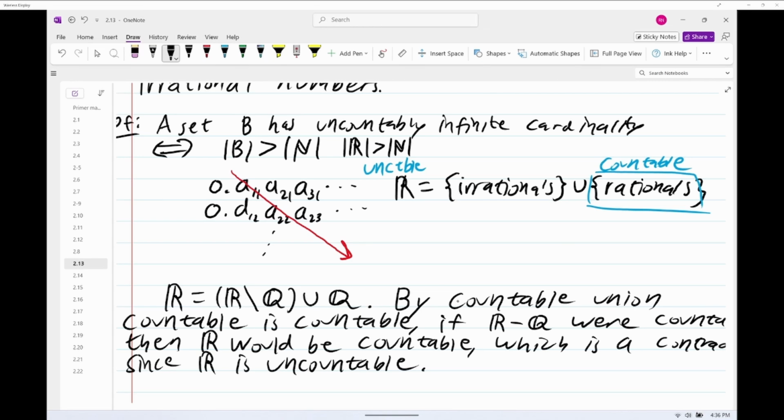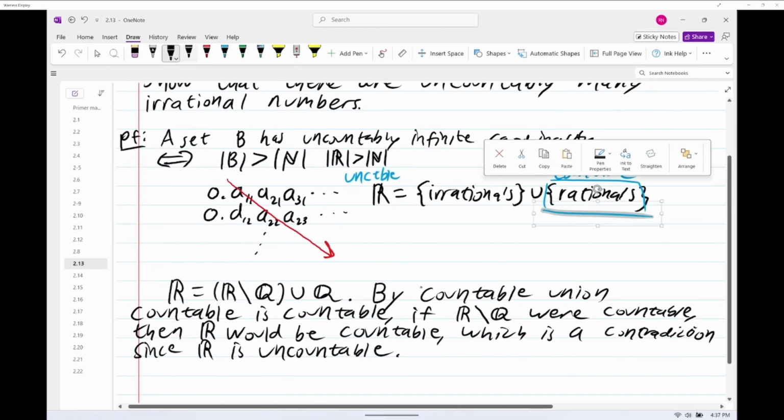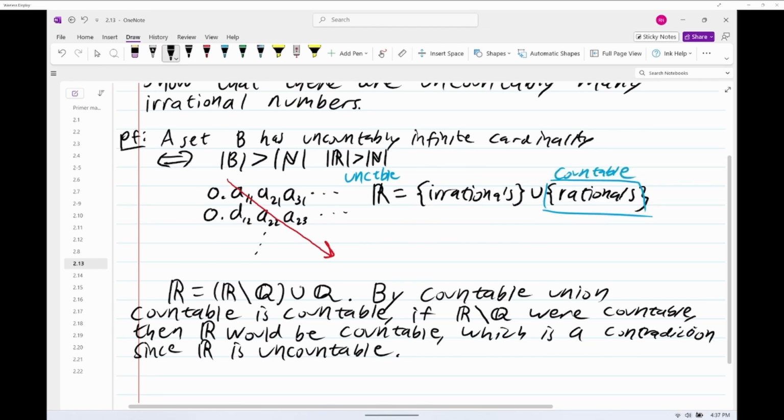Okay. We know that a countable union of countable sets is countable. So if R without Q were countable, then R would be countable, since we would have a countable union of countable sets. That's a contradiction because R is uncountable.